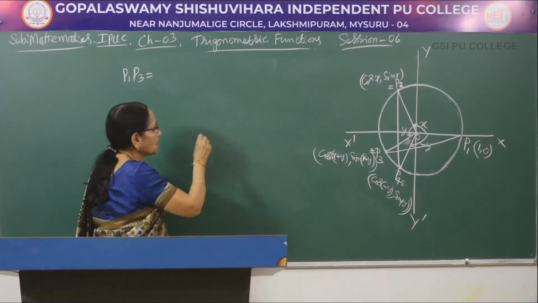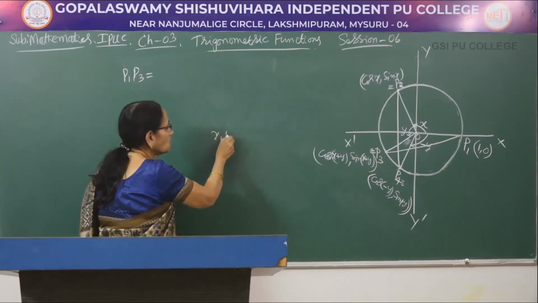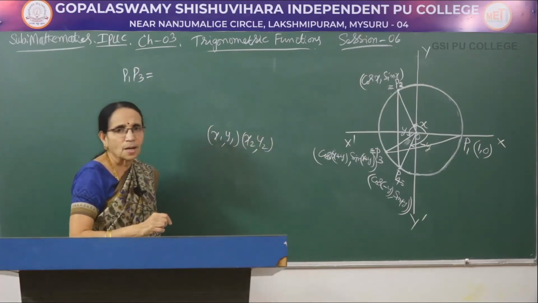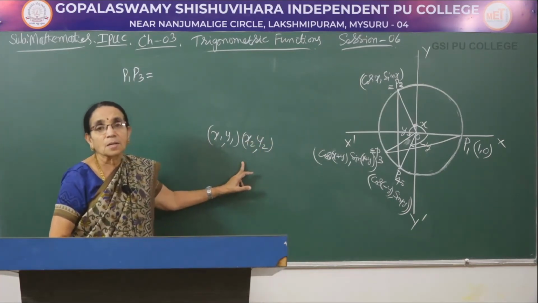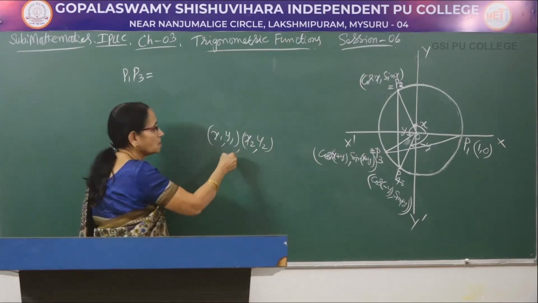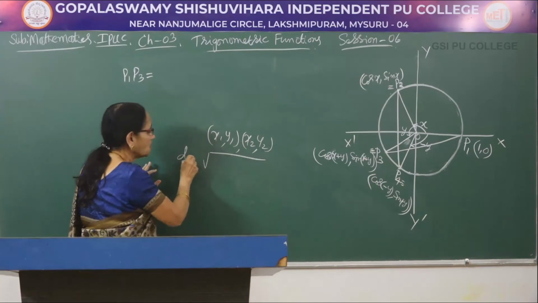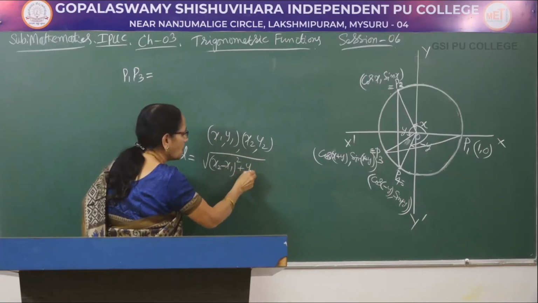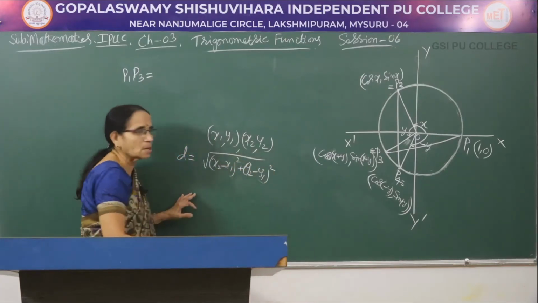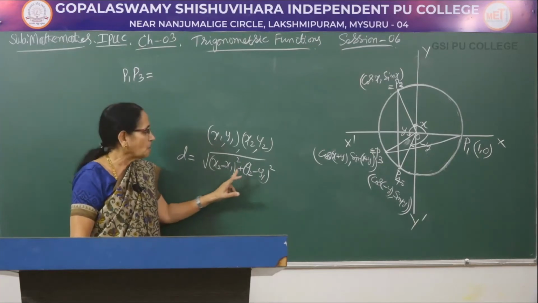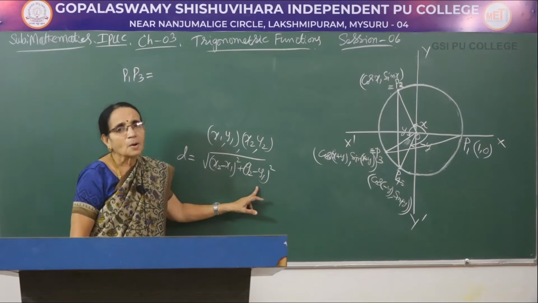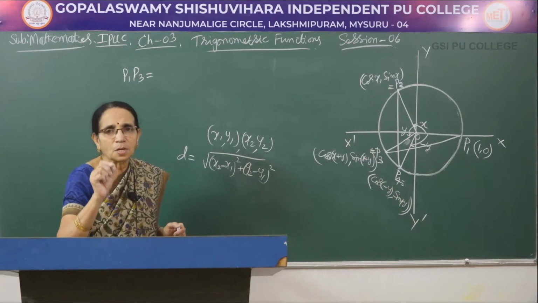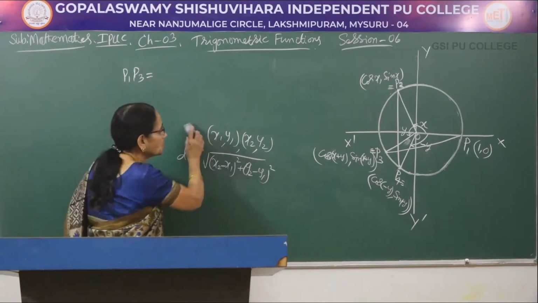That is, if a straight line passes through 2 points having the coordinates x1, y1 and x2, y2, then the distance between the 2 points, usually denoted as d, is given by the formula root of (x2 minus x1) whole square plus (y2 minus y1) the whole square. That means the square of the difference of the x coordinates plus the square of the difference of the y coordinates. This is called the distance formula, which gives the distance between any two given points. So, I am using this fact here.